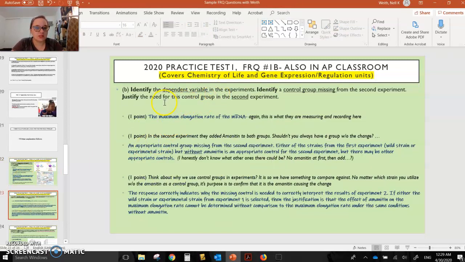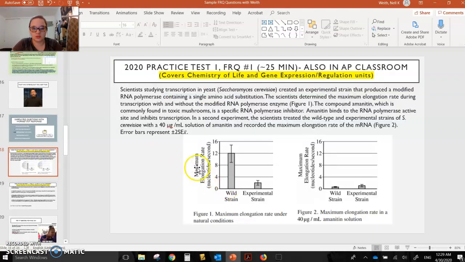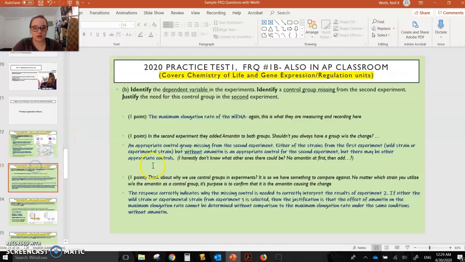B, identify the dependent variable in the experiments. Well, look what they did. What did they measure, right? Dependent variable depended upon what you did. So it's the same in both of them. That one's pretty quick. It is the maximum elongation rate.